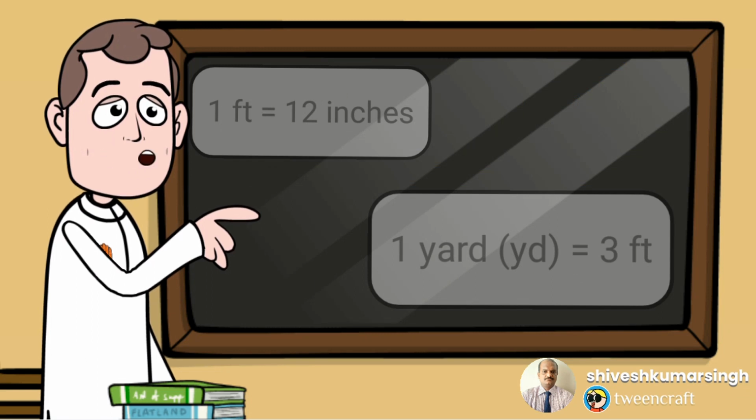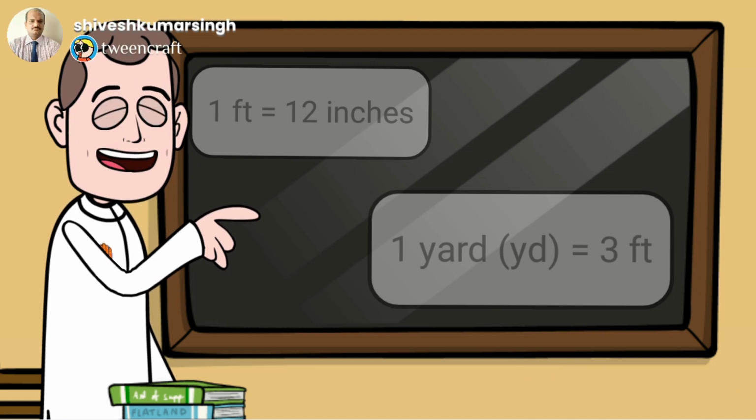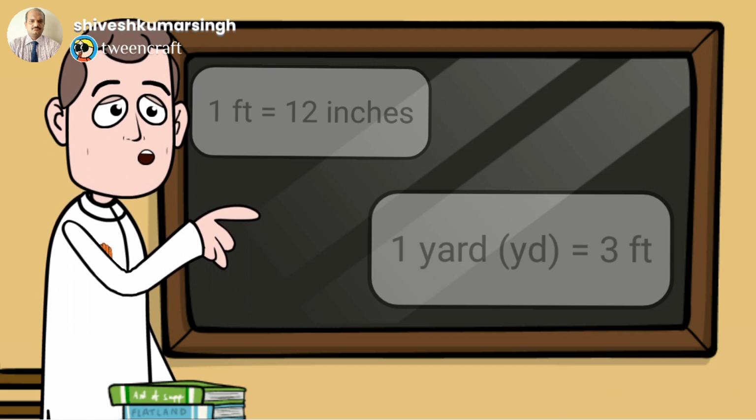Okay, so I have told you one relation. 1 foot is equal to 12 inches. And now another relation is 1 yard. Yard full spelling is Y-A-R-D, but in short how you write? Y-D. Okay, so Y-D means yard. 1 yard is equal to 3 feet. See, students, if it is feet or foot, in short you write it as FT. There is no change. Okay, so 1 yard is equal to 3 feet.